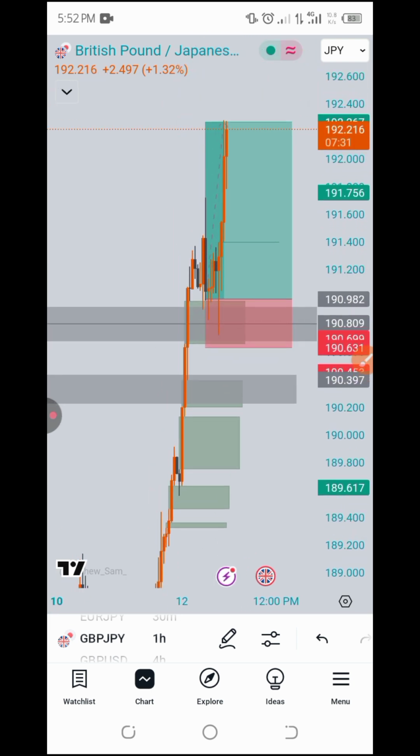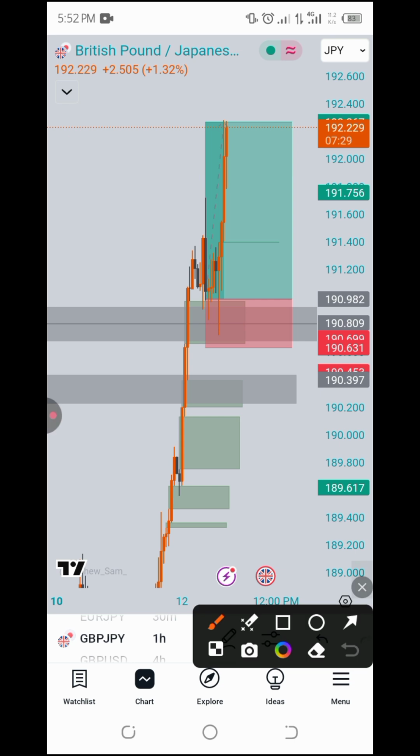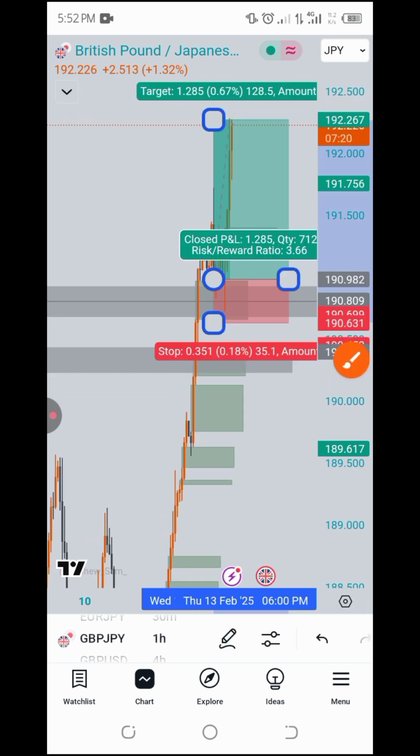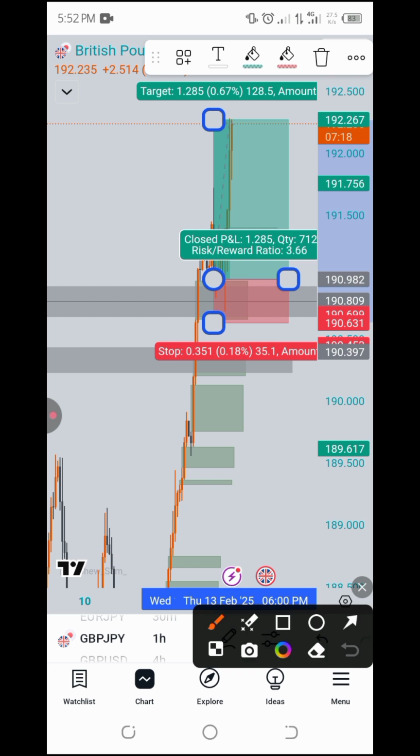So price came, tapped into the new demand zone and began to go in my predicted direction. Now this was the trade management. I was just risking 35 pips, as you can see right here, and I was targeting 128 pips. And as you can see, price just hit TP and I've already closed my trade.